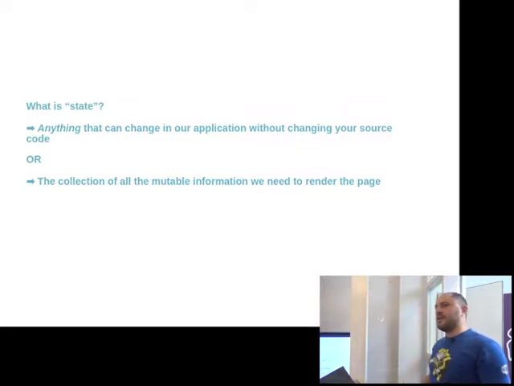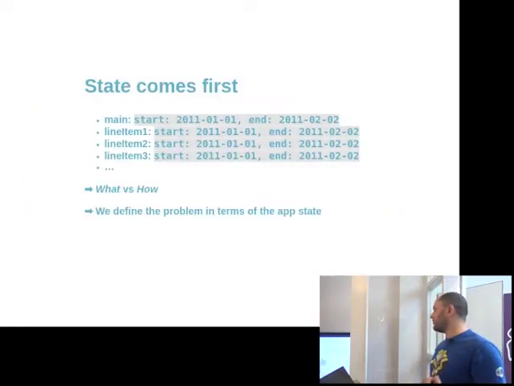So let's see the problem that we have with the date pickers from the point of view of the state. A model for the state could be this one. We have a start and an end date for the main date picker, and then we have a start and an end date for each of the line items. This is a radically different approach from how web development has been done in the previous years.